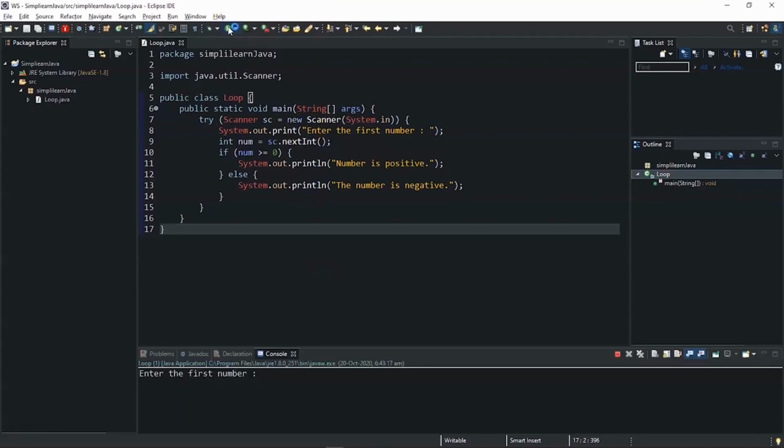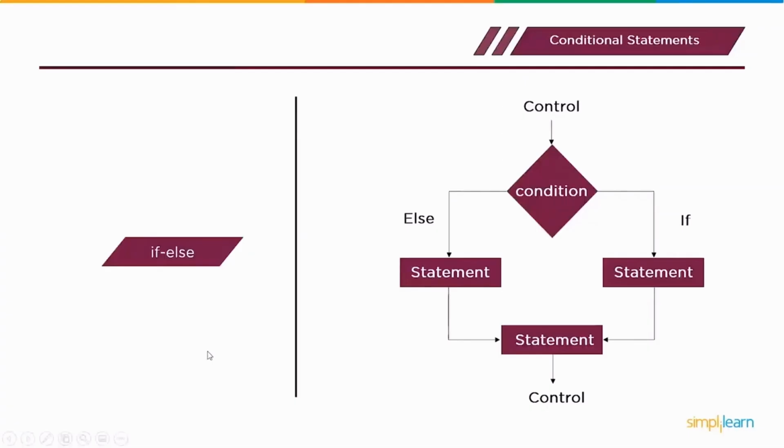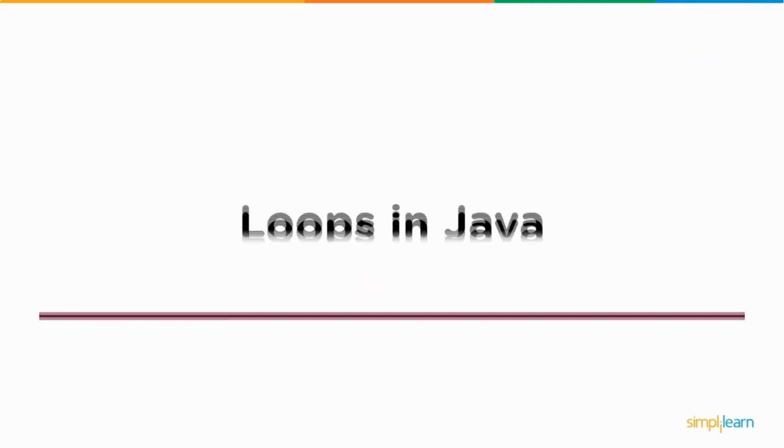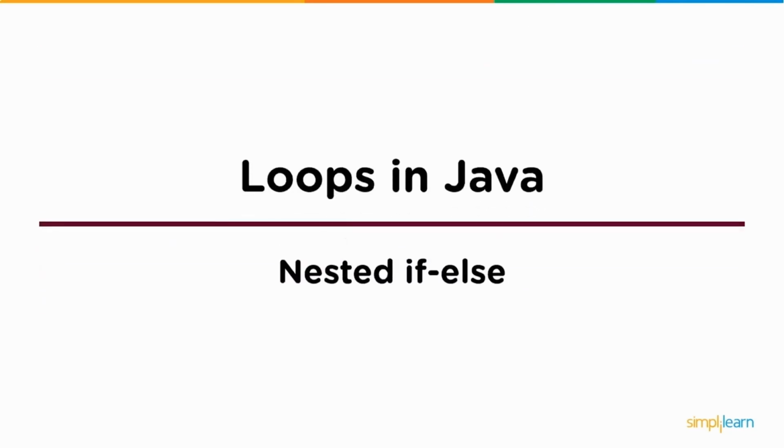So you can see the program got successfully executed and it is asking for an input. Now let's enter a random number which is 10. So we have the output which says number is positive. Now that we have finished the execution of that particular program based on if and if else conditions, we will move ahead into the next type of conditional statement, which is nested if else loop.